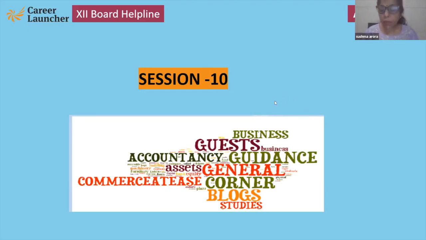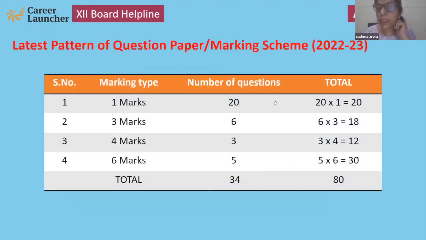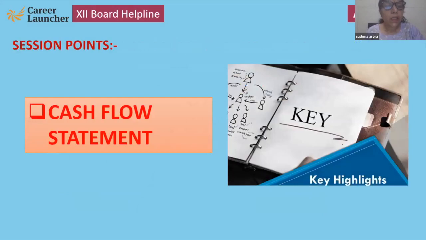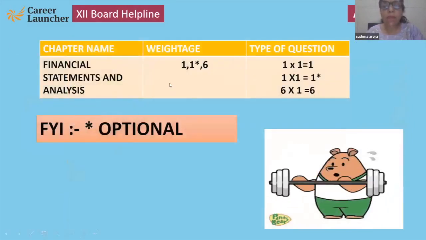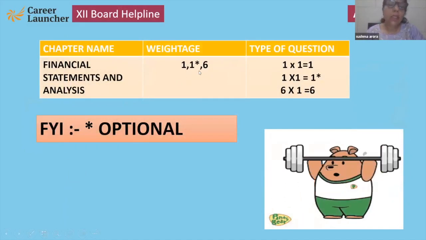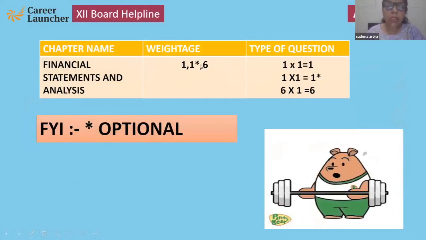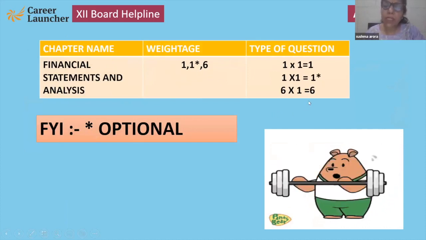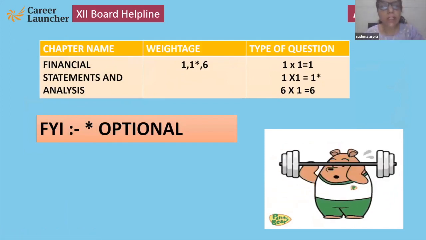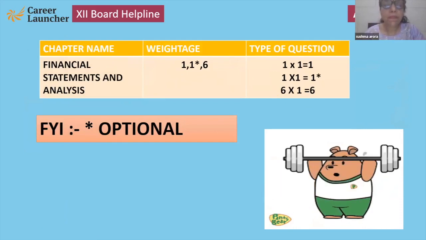In this session, I am going to explain various activities under cash flow statement. This is the latest pattern, as I already explained. There will be 2 questions of 1 marker, but they will be optional. Maybe that question may come from ratio, but the 6 marker is without choice. Without choice means you will not get any choice in the CFS question.